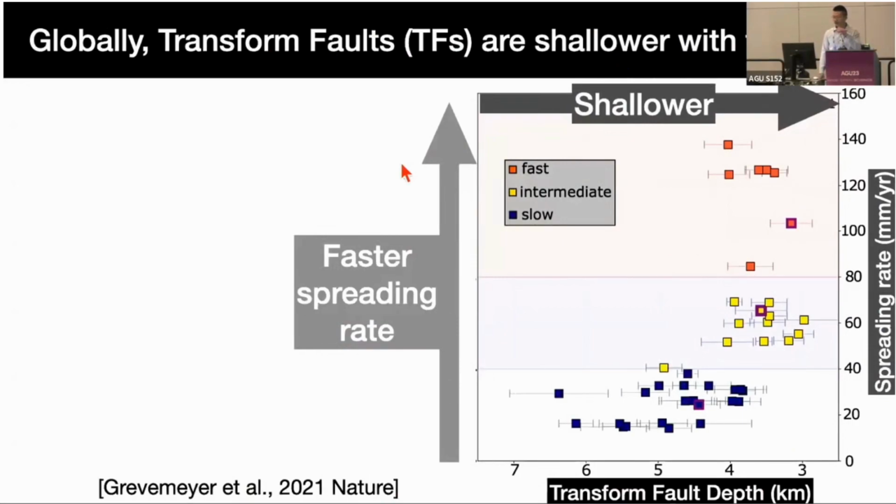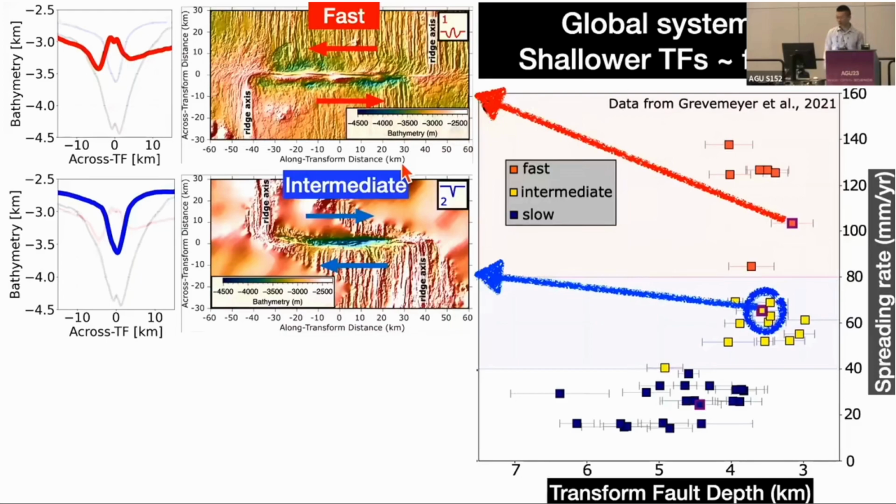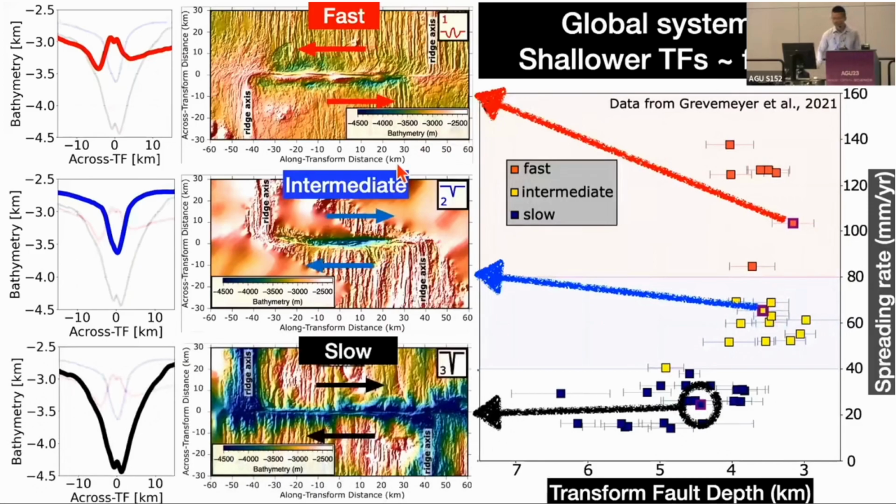Grevemeyer 2021 found that as the spreading rates of the mid-ocean ridges increase, the corresponding oceanic transform faults become shallower and shallower. For example, at the fast-spreading East Pacific Rise, they form the shallowest topography, sometimes even a ridge that's higher than the surrounding seafloor. At intermediate spreading rates, transform faults usually form a small valley less than 1 kilometer in relief. At slow-spreading transform faults, you usually see a much deeper valley, deeper than 1 kilometer in relief.